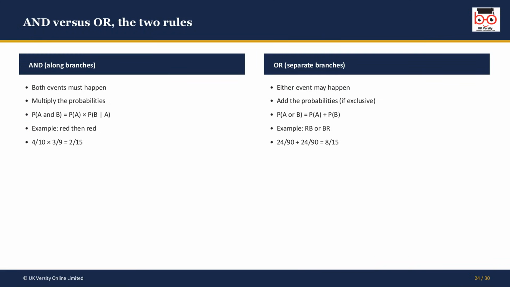Let's crystallize the 2 rules. AND means both events must happen, and you travel along the branches multiplying. So the probability of A and B is the probability of A times the probability of B given A, like red, then red, giving 2/15. OR means either event may happen, and for exclusive events, you add the separate branches, so the probability of A or B is the probability of A plus the probability of B, like our red-blue and blue-red routes adding to 8/15.